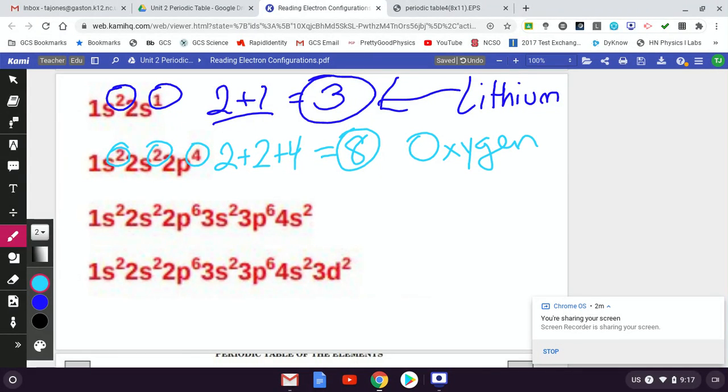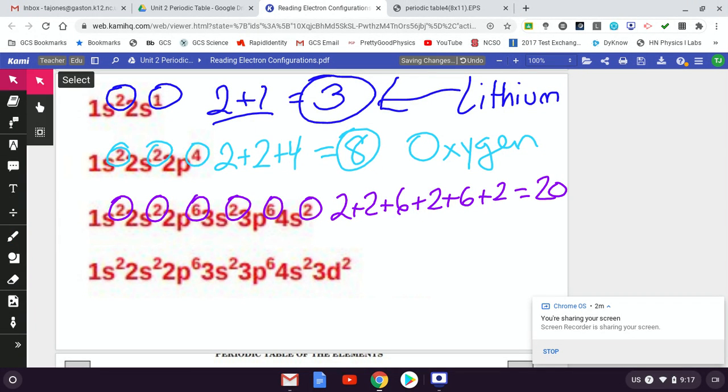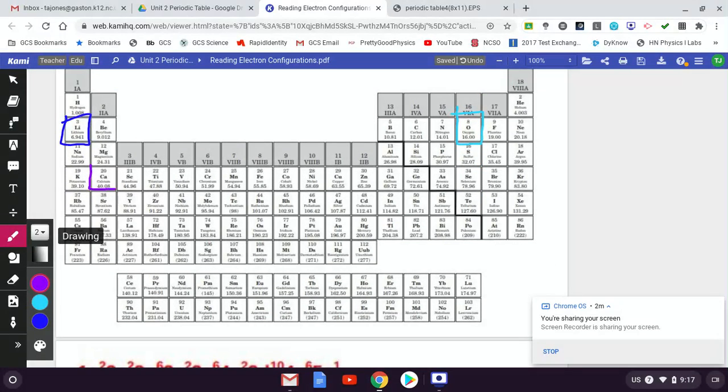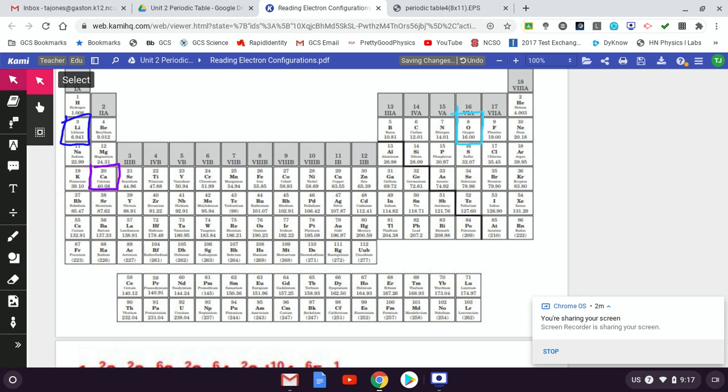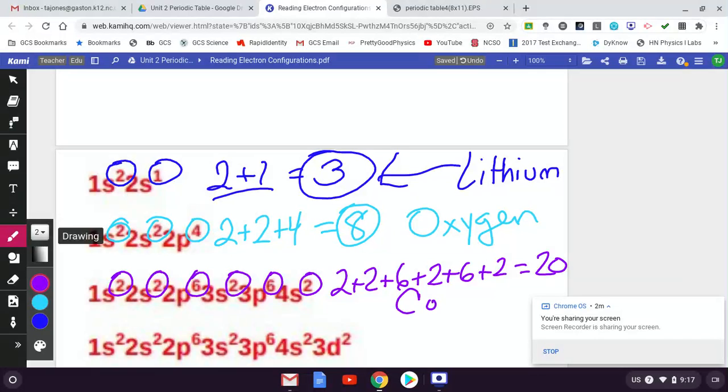Now notice it's starting to get wonky. We got bigger elements. 2 plus 2 plus 6 plus 2 plus 6 plus 2 is 20. So come on down to our periodic table. We find number 20. There it is. It's calcium. Just come back up. And the correct answer for that third example is calcium.